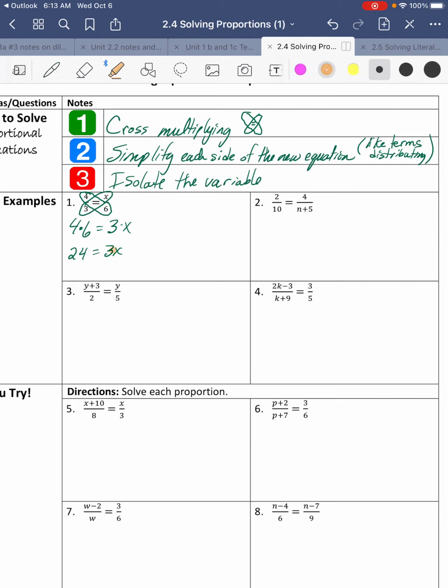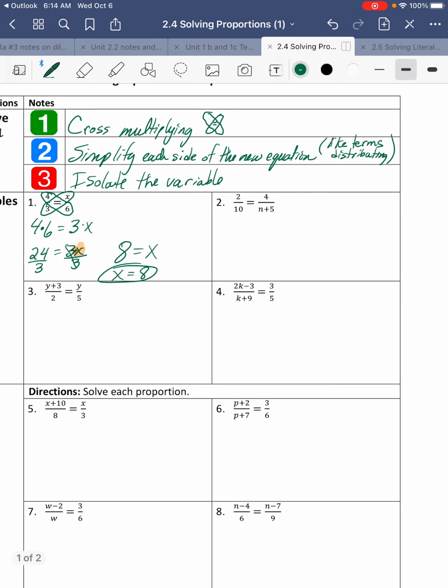So the variable is here with the x. We need to get rid of the 3. 3 is attached to the x by a multiplication. Opposite operation of multiplication is division. And we get 8. 24 divided by 3 is 8, and that equals x, which you can switch that around. So 8 equals x, x equals 8.